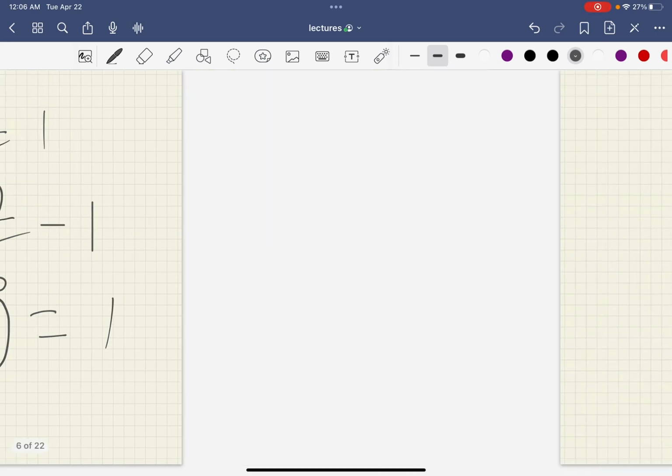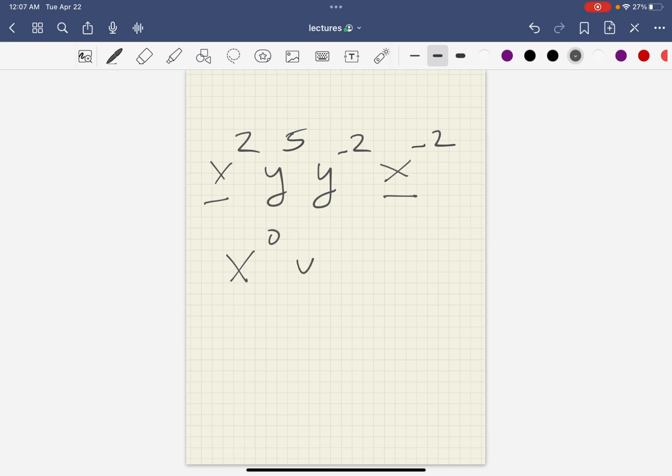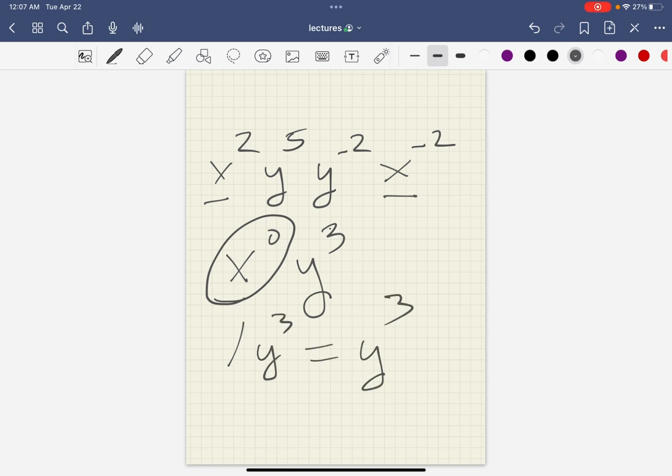Okay. Now, we've already covered this, but let's see what happens. We get x squared, y to the 5th, y to the negative 2, and x to the negative 2. So remember when we're multiplying, we add the exponents on the like variables. So that's x to the 2 minus 2, which is x to the 0. And then y to the 5 minus 2 would be y to the 3rd. But remember, anything to the 0 power is just 1. So that's 1 times y cubed, which is just the same as y cubed.